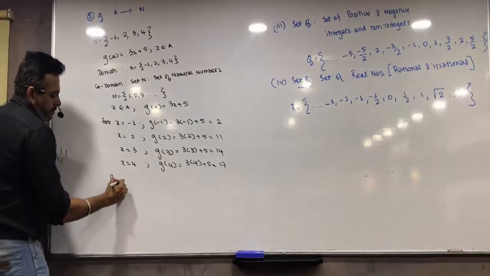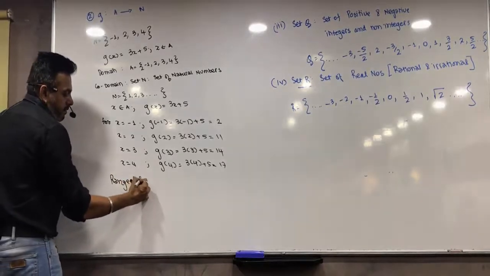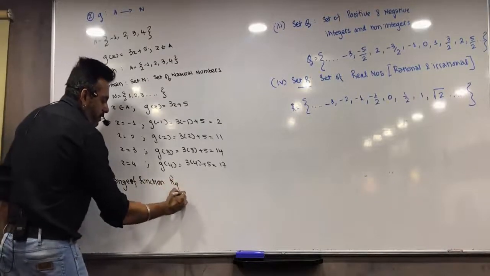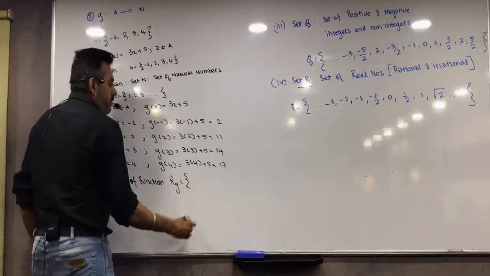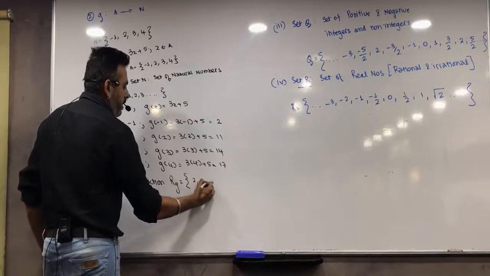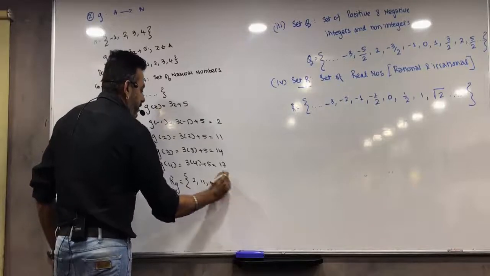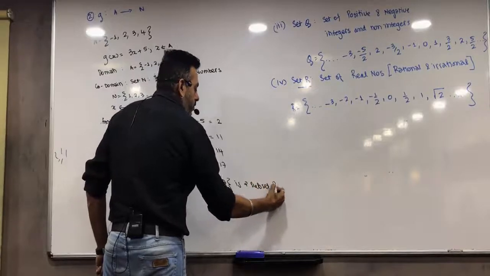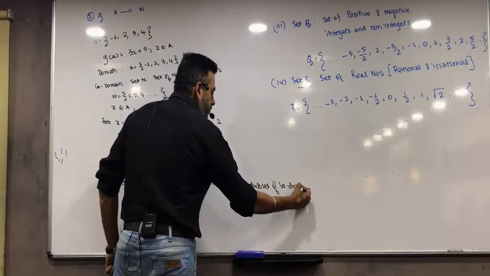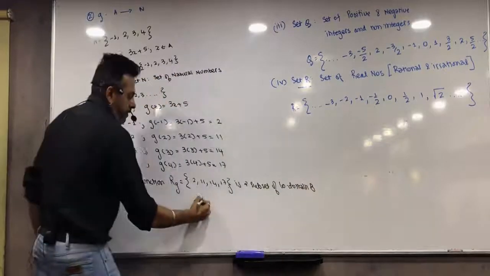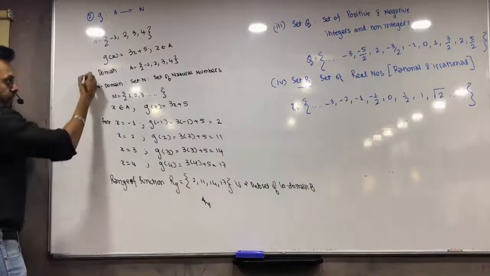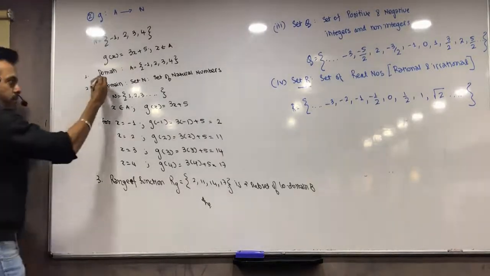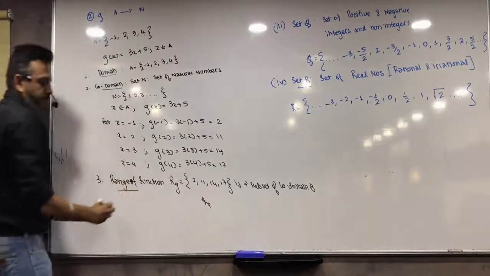Range of function g is {2, 11, 14, 17}, which is a subset of codomain N. Answer: you have to find the domain, codomain and range. Remember it like this: domain, codomain and range.